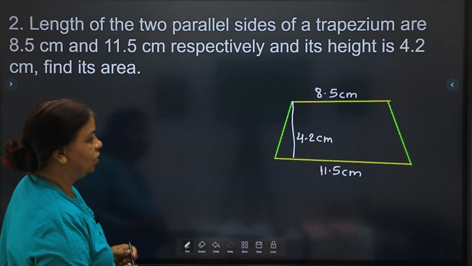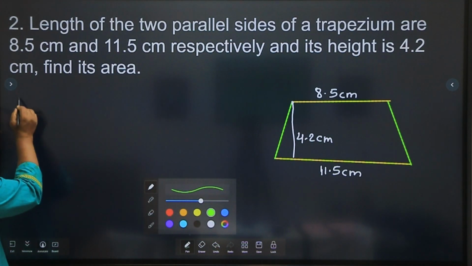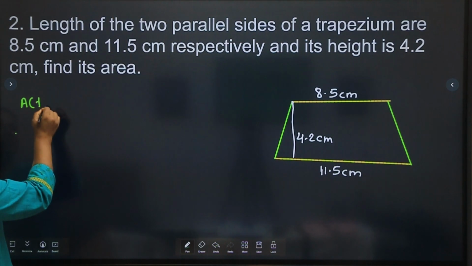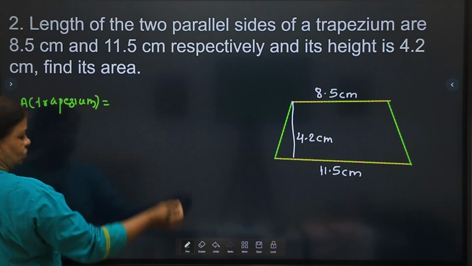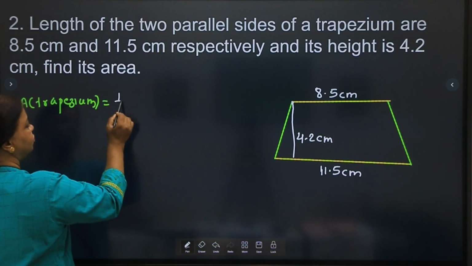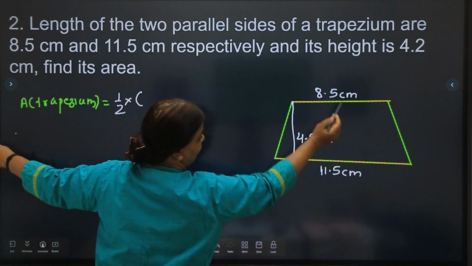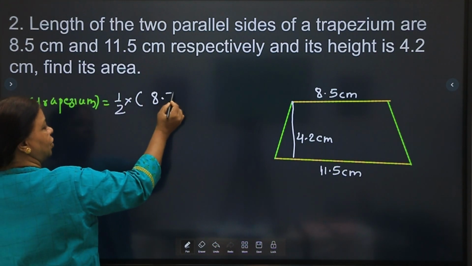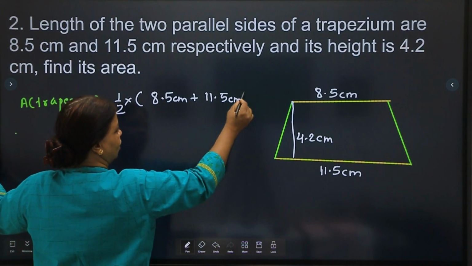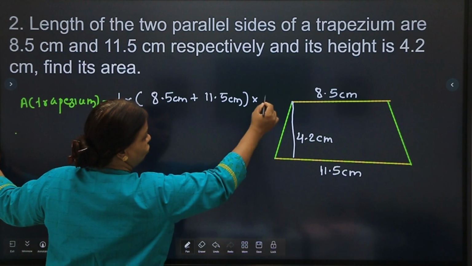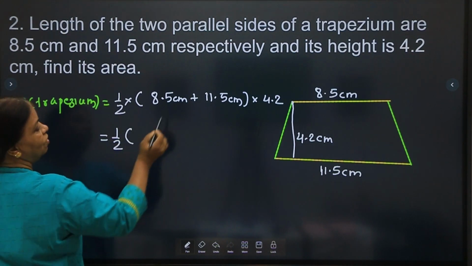Find its area. Again, two parallel sides are there and one height is there. So, area of trapezium is equal to half into sum of the two parallel sides, that is 8.5 centimeter plus 11.5 centimeter into height. Height is how much? 4.2 centimeter. So, this will be equal to half into, we have to add them.